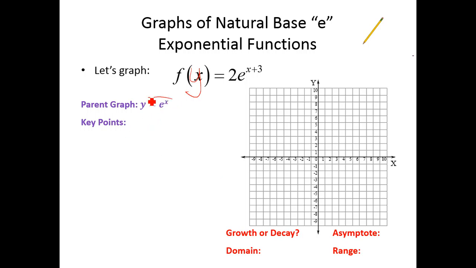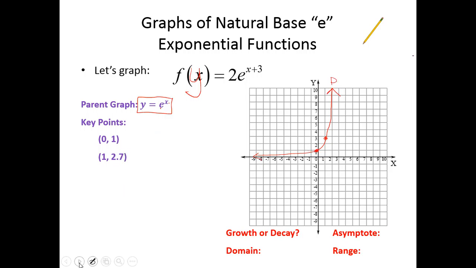So our parent graph is still going to be just what's the base and what's the power. So y equals e to the x. So my key points are still going to be the same: 0, 1, 1, 2.71 or 2.7. So my parent graph is the same as the last one we just drew. So I'm going to sketch that one in right here. Growth graph, here we go. There's the parent using our key points.